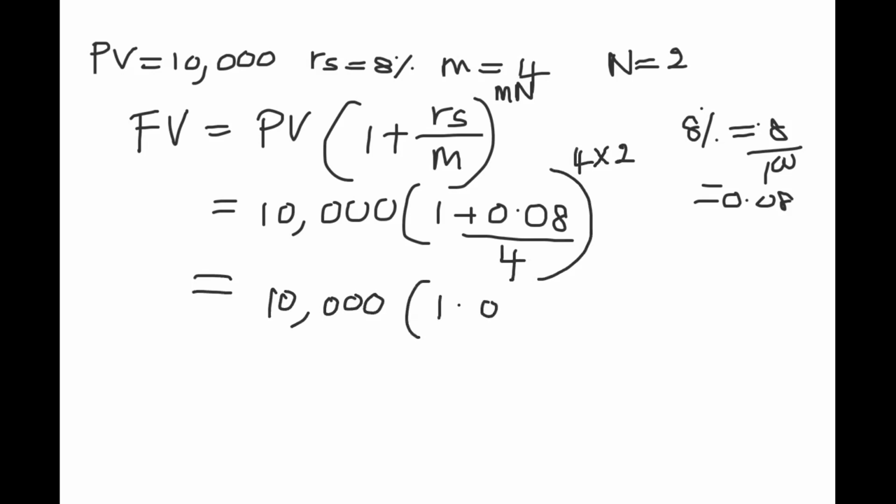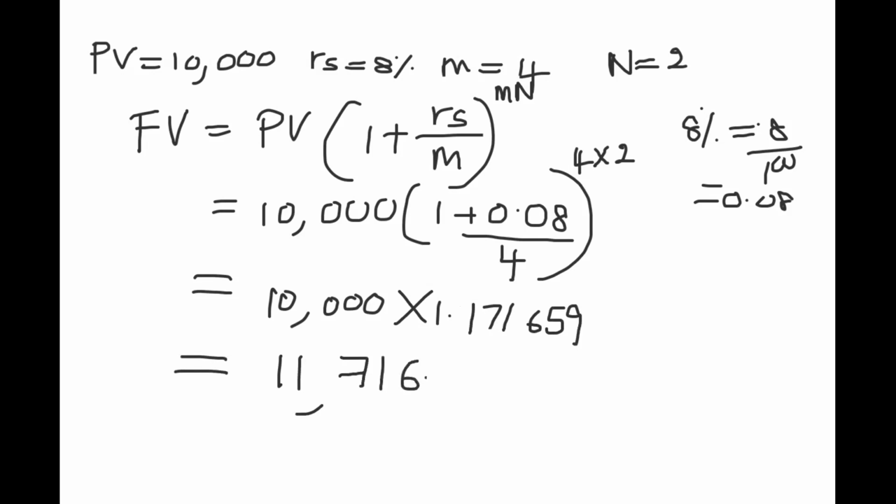1 plus 0.08. We will straight away write this. 1.171659, then multiplied by this. This is the answer.